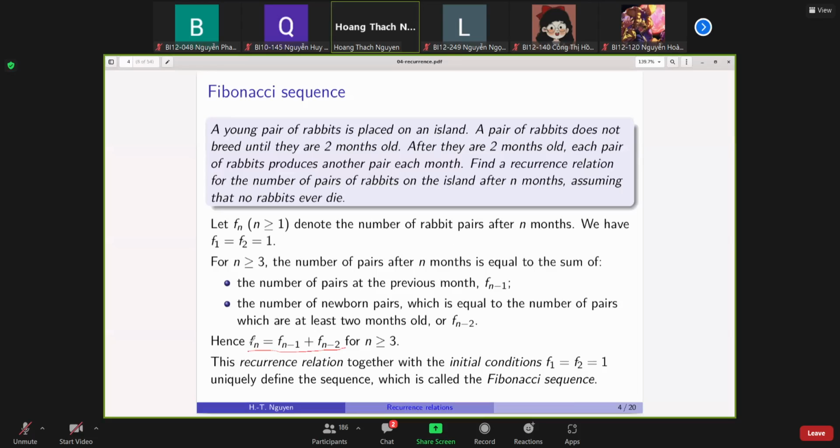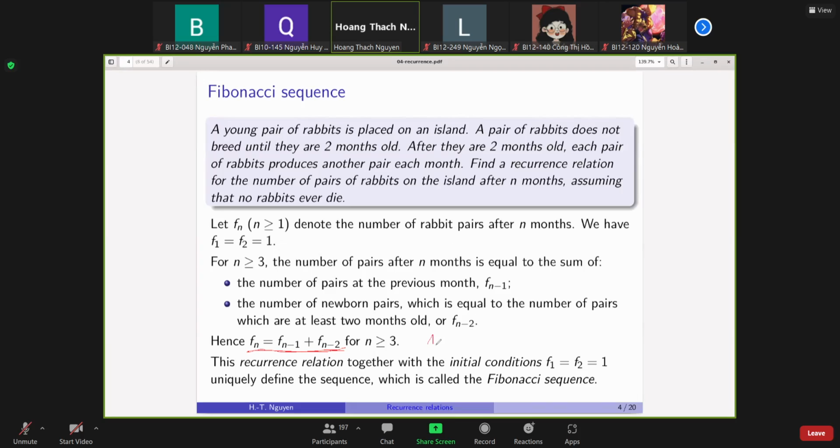So if we call Fn the generic term of the Fibonacci sequence, then the terms are related to each other by this formula. It means that the nth term is equal to the sum of the two terms immediately preceding it.